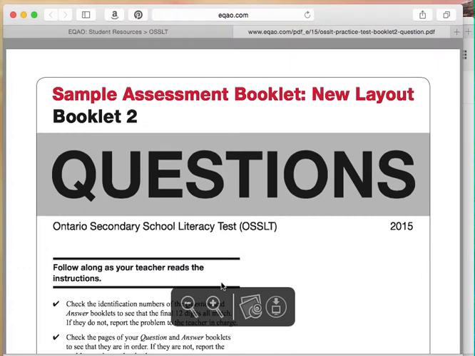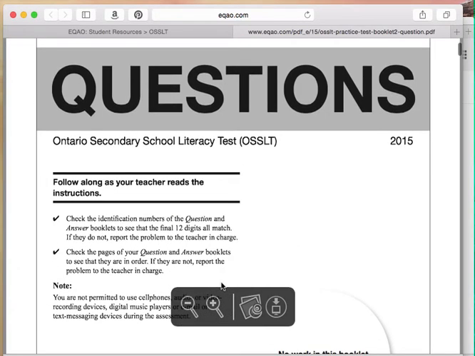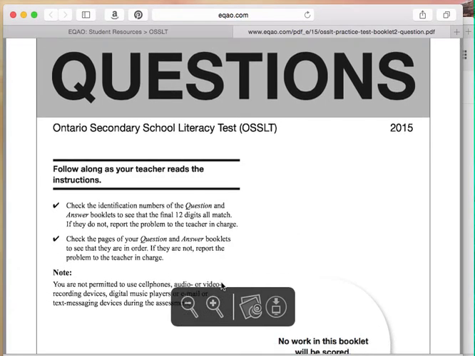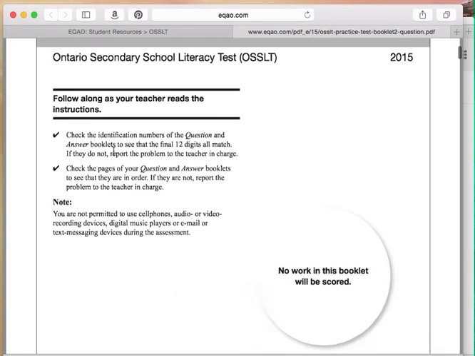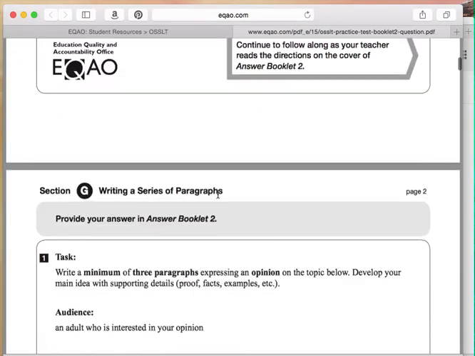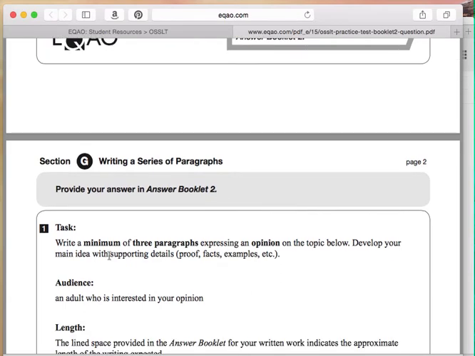And what you'll see here is the cover page. When you get your question booklet, your teacher will read these instructions, and you have to take the book out of a plastic bag and match a 12-digit number. It's all very formal, but don't let it get you off your game. Okay, so this is what we want to focus on right here. Writing a minimum of 3 paragraphs expressing an opinion on the topic below.